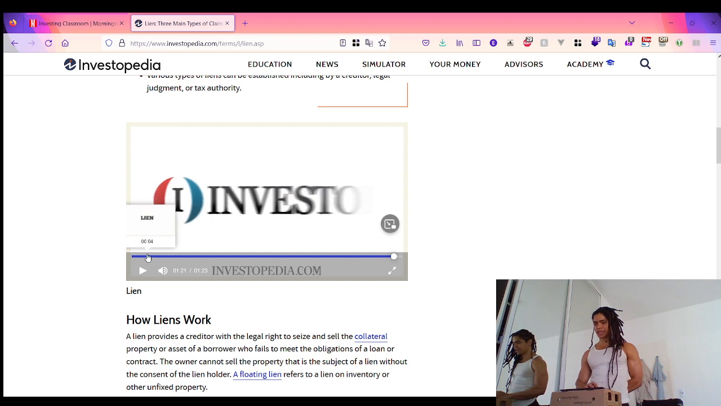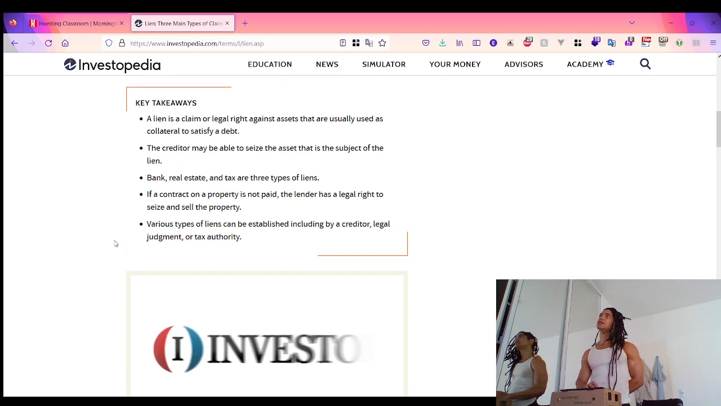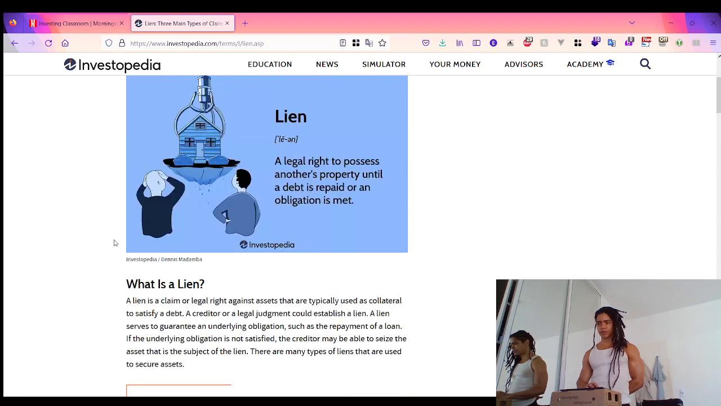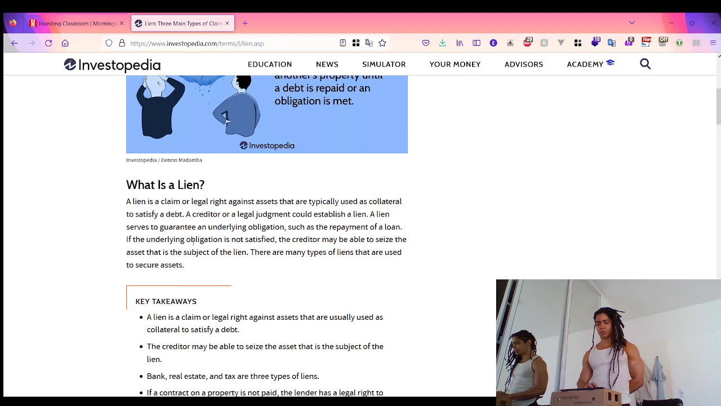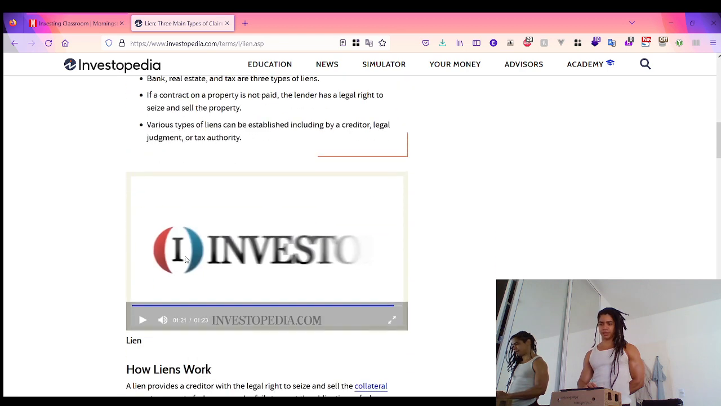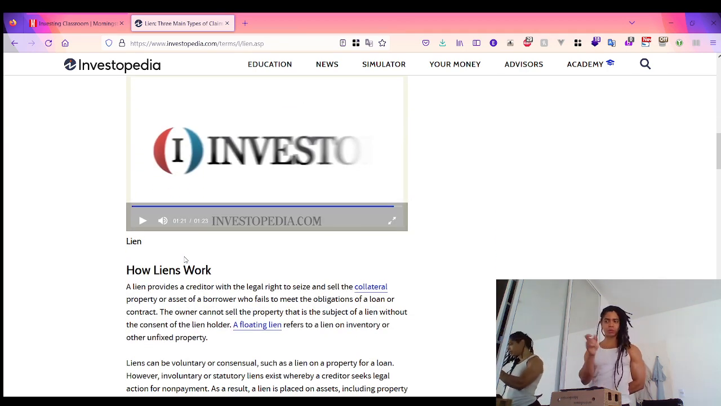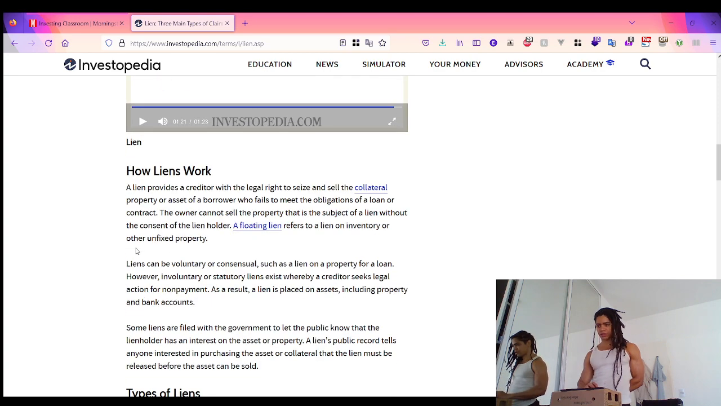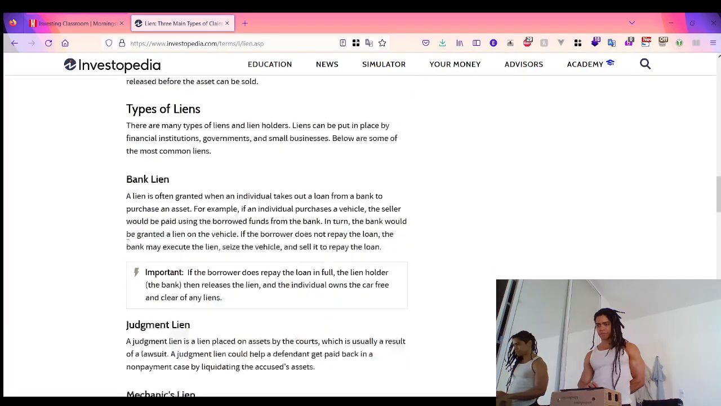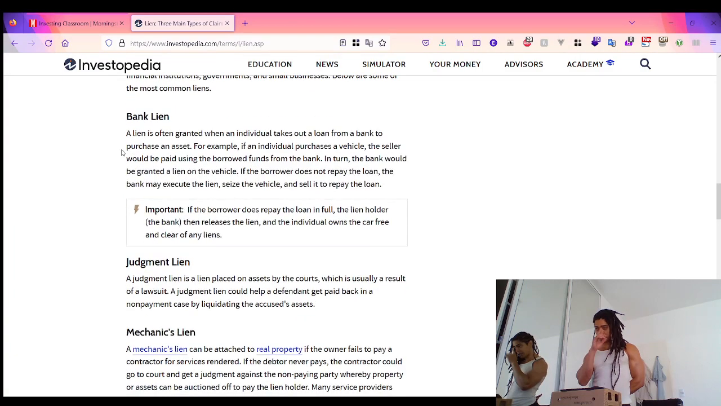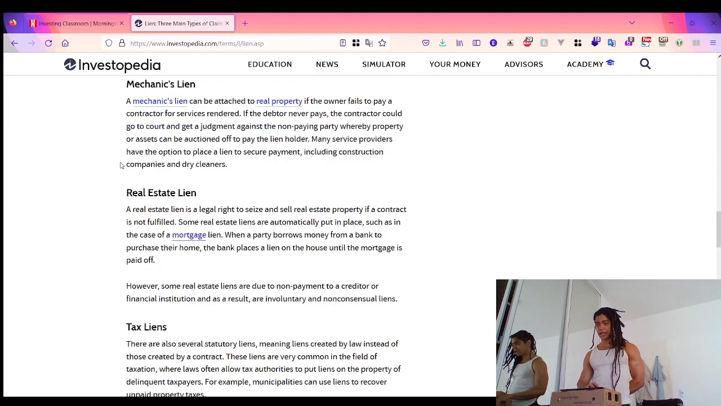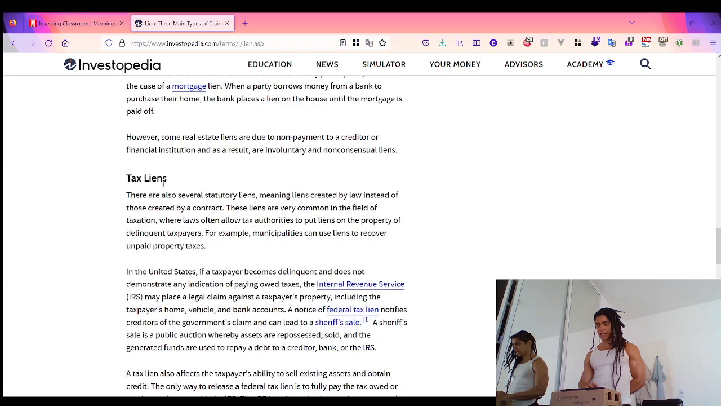But in any case, a lien is a legal right to possess another's property until a debt is paid or an obligation is met. And then it was described as having types: bank lien, judgment lien, mechanic lien, real estate lien, tax lien.